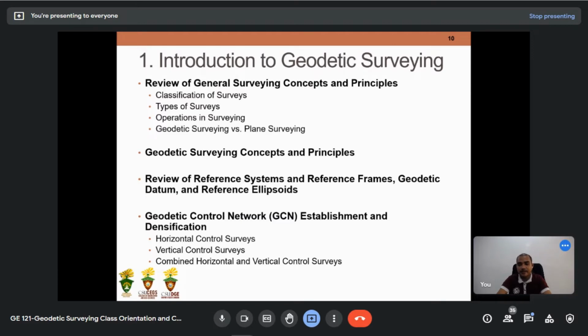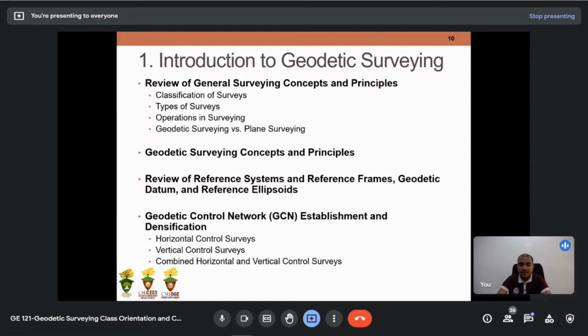Next is geodetic surveying concepts and principles. Then the review of the reference systems and reference frame, geodetic datum, and reference ellipsoid. So we will go back to those concepts. Which ellipsoid is used in the Philippines, and what height datum or geoid model is used in the Philippines? Those concepts are crucial when we apply them in the geodetic surveying class.